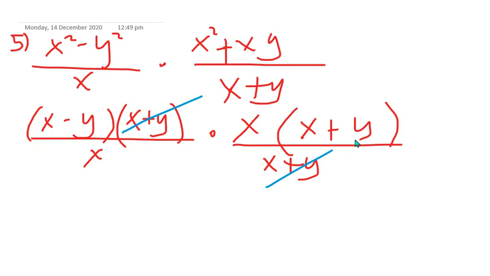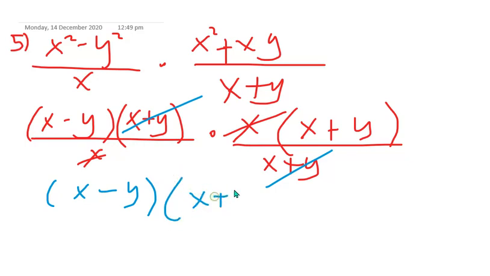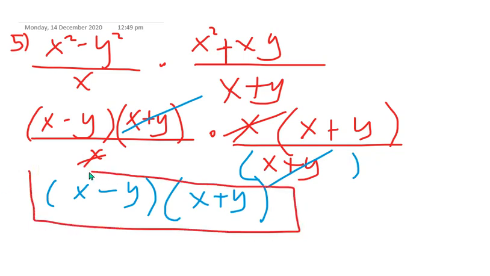Okay? Or you can pair this one para makita natin. Okay na yan. And then, x divided by x. Okay? And what remains now in the numerator is x minus y times x plus y. And the denominator now is equal to 1. So, this is now your answer. Final answer is x plus y times x minus y.